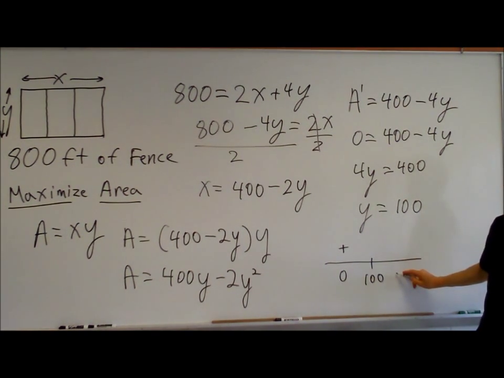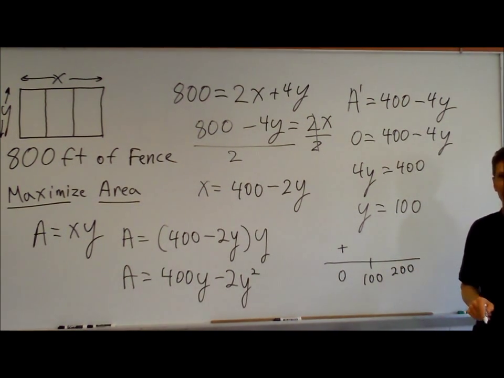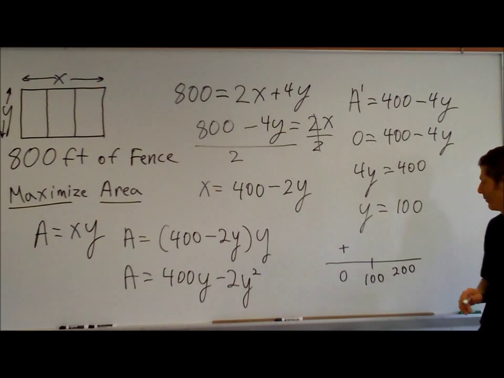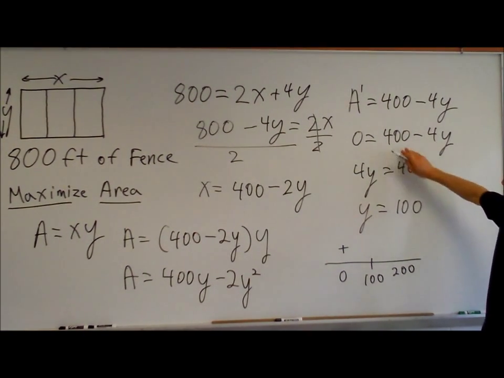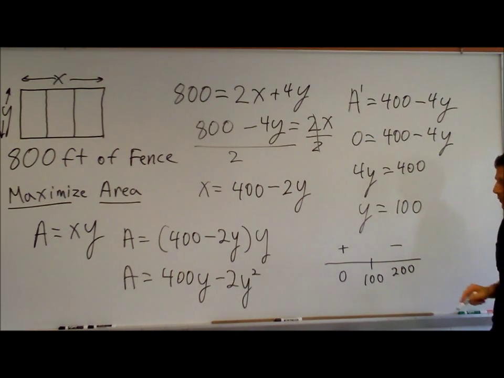Put in something on this side. Let's pick 1,000. I mean, you can put anything on your side. I'm going to do 200. So I have 400 minus 4 times 200. Well, that's way bigger than 400. This is going to be negative.